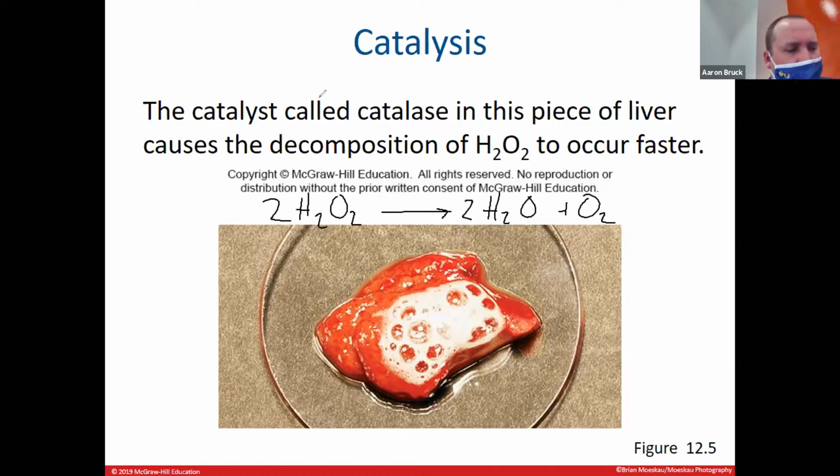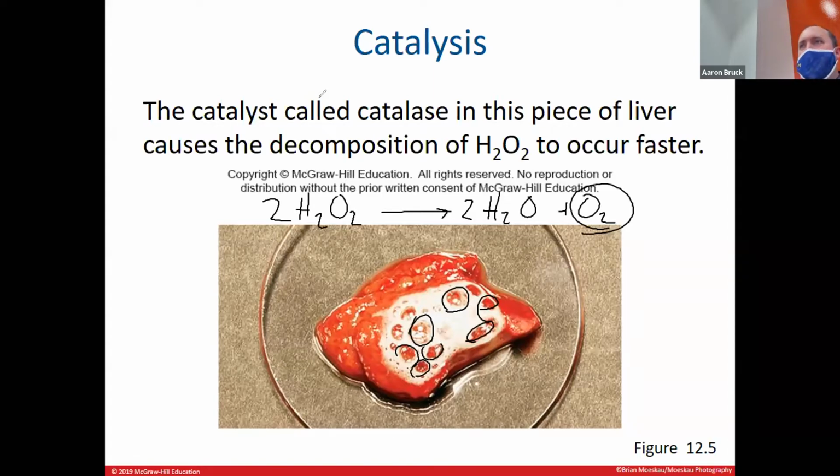But what they did was they took some hydrogen peroxide and they put it on this piece of cow liver. And what we can see is that the reaction to form that oxygen gas is very much apparent here by all of these bubbles. Now, why does the reaction occur so much faster on this piece of liver than it does if I just poured the hydrogen peroxide into a cup? Well, liver contains an enzyme called catalase. Now, enzymes are biological catalysts of sorts.